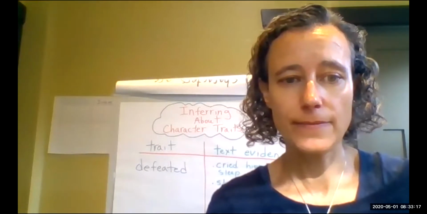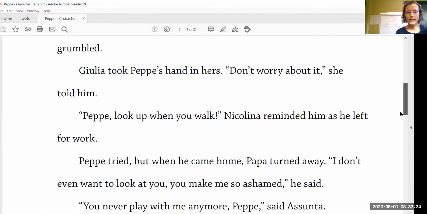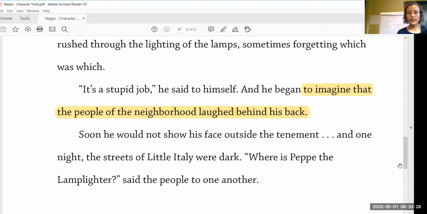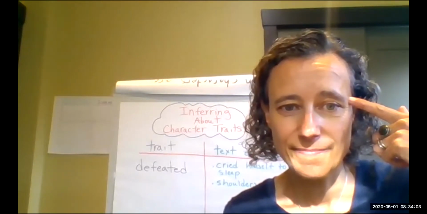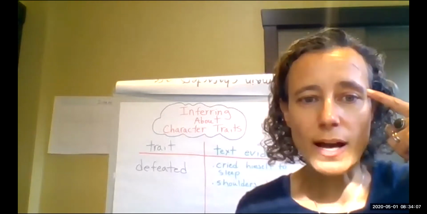I'm going to share my screen again. Okay, I'm going to go to the next part of highlighted text, which is here. "And he began to imagine that the people of the neighborhood laughed behind his back." I want you to think, what word would describe Pepe's personality if he's thinking that people are laughing behind his back? Think. Turn and talk.